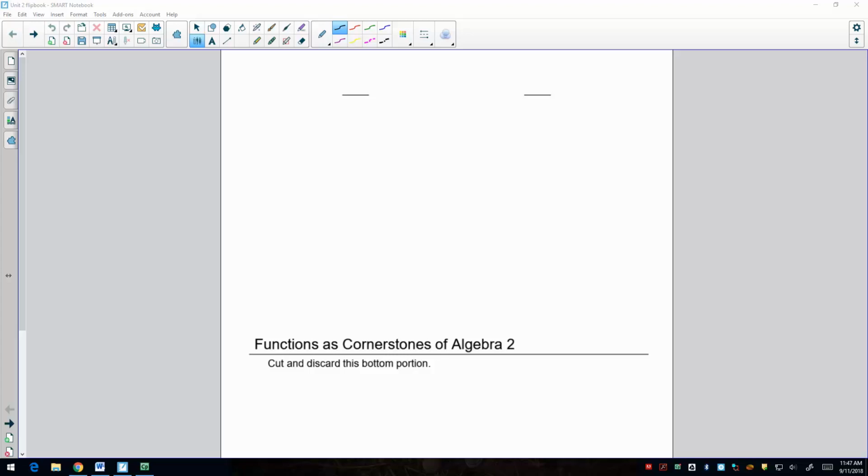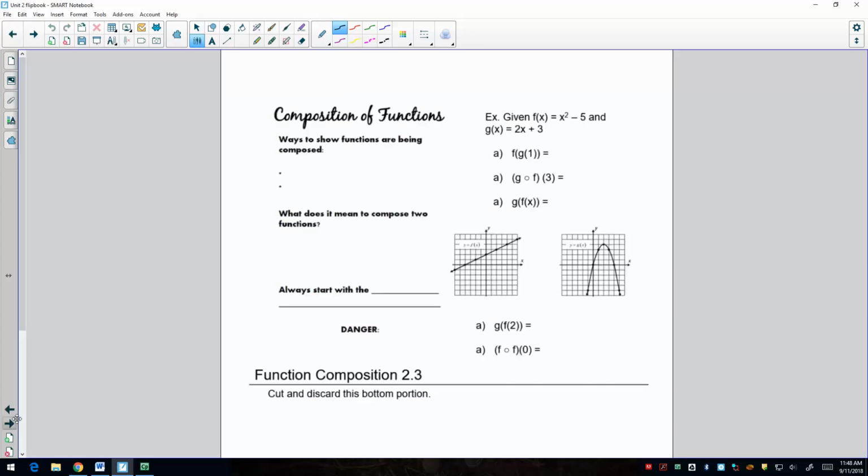Section 2.3, composition of functions. Okay, so if you flip to that page in your flip book, we will start on the left hand side of your notes. Composition comes from the word composed, which, if you are at all familiar with that word, means made up of, right?